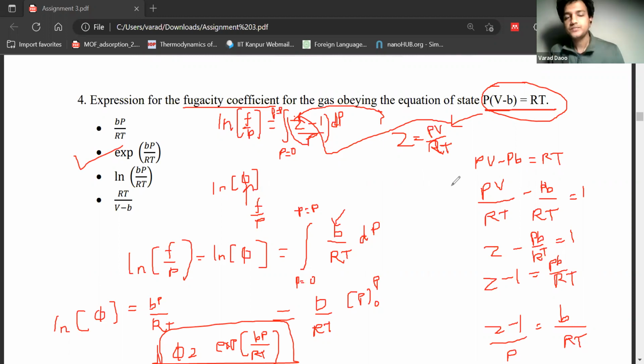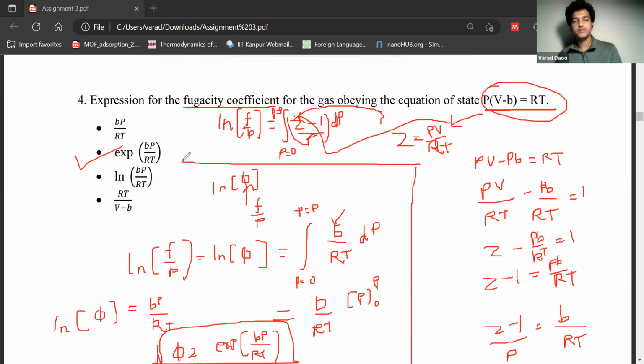I hope the explanation is clear to everyone. Okay, we can just start with this. So this is the expression. You just have to remember what is fugacity coefficient and this expression. So ln f by p is equal to the integral of (z minus 1) by p dp. Just find z from the equation of state. You straight away get (z minus 1) by p as b by RT, put it in here, do the integration, and you will get the answer.